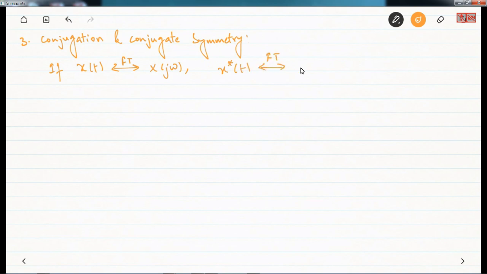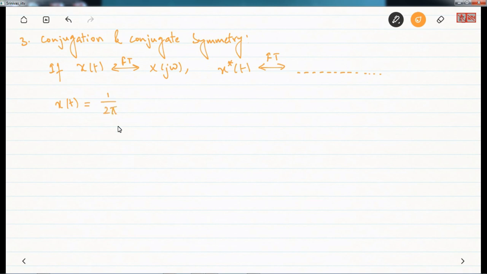See, x of t can be a complex signal. So if I know the Fourier transform of x of t, how can I obtain the Fourier transform of x conjugate of t? Is there a relation between these two, or shall I have to do it again? That's what we want to find out. So let's find out.